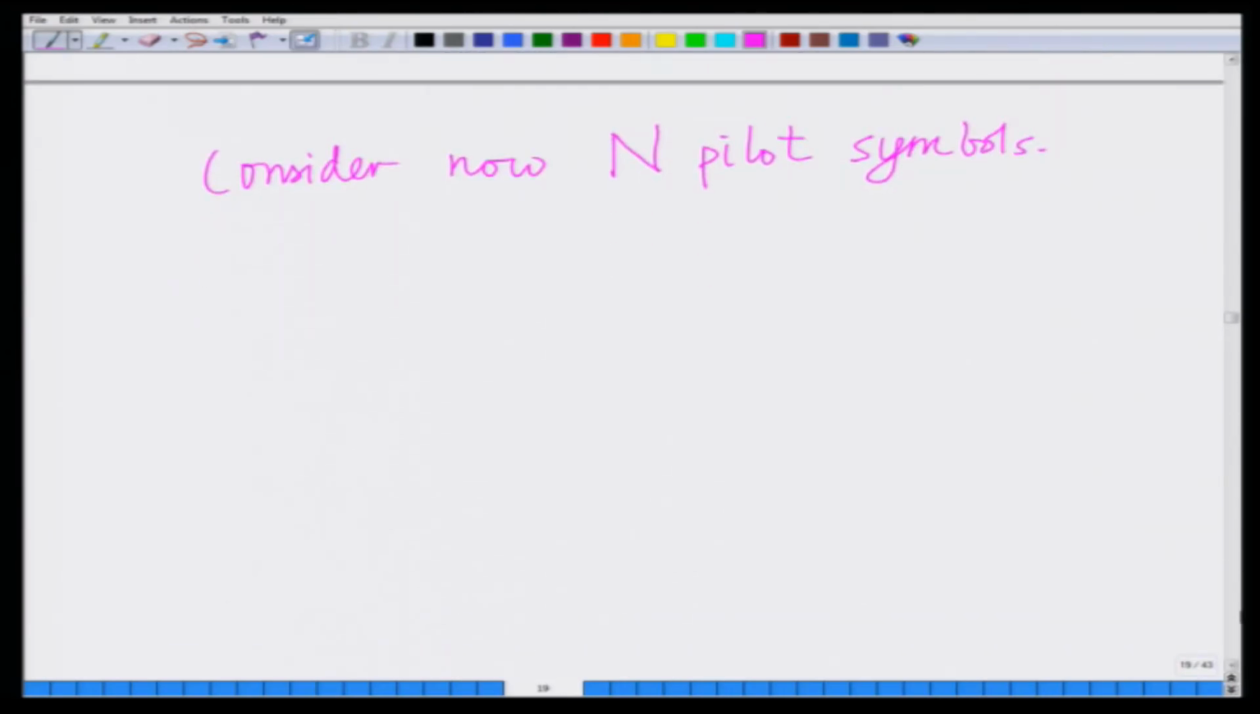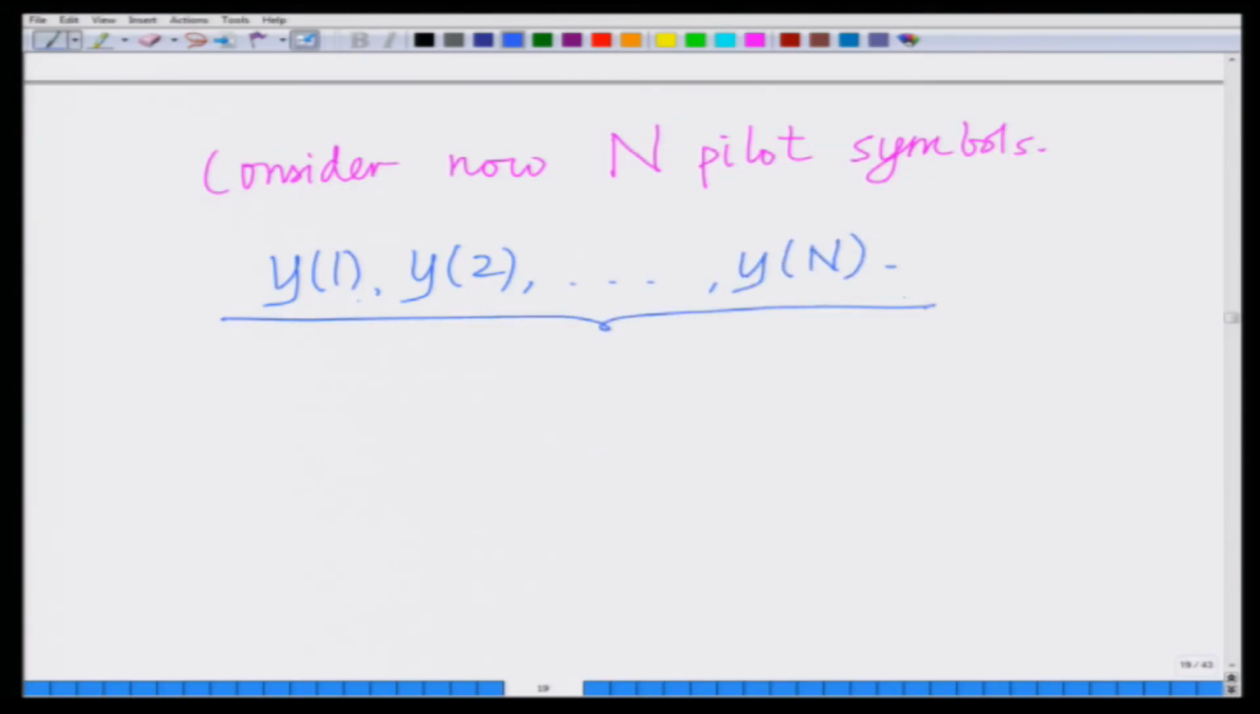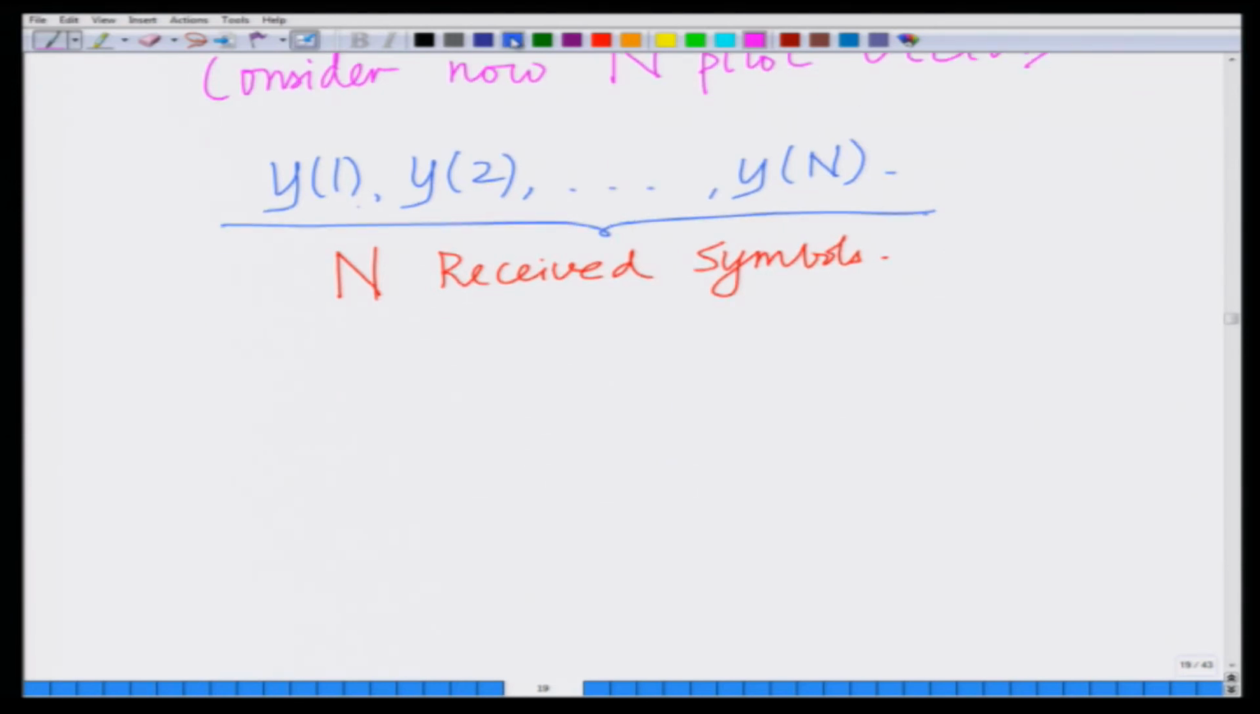So, consider now n pilot symbols. Therefore, I have n observed symbols y1, y2, yn. These are your n received symbols. In fact, I should say consider n pilot vectors, because at each time instant we are transmitting a vector from the m antennas.